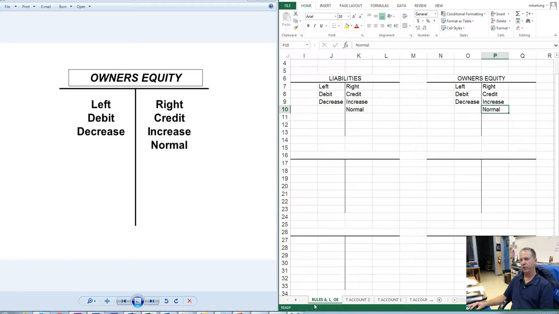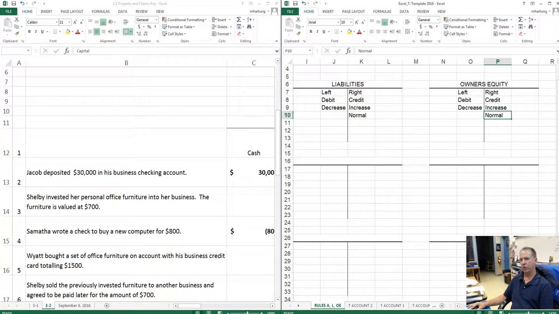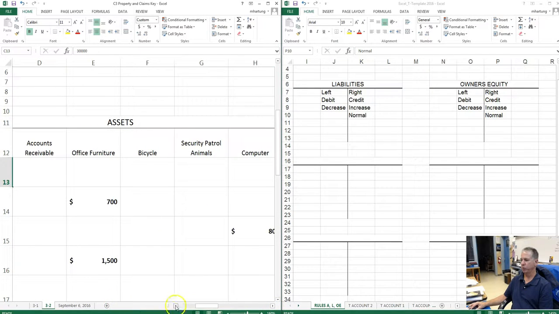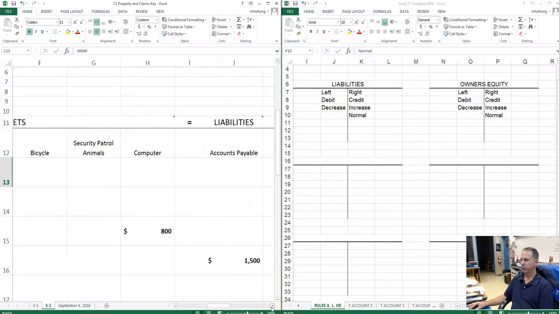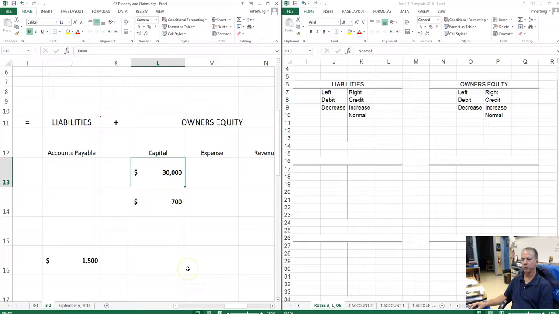So next up, let's go see if we can do a couple practice transactions and how we would apply that. Here's one of the Excel worksheets we did several days ago, when we were studying about assets and claims to assets and property claims, and looking at how assets were paid for. So let's look at this first one here, where the owner of this business, Jacob, deposited $30,000 into a business checking account. And when we did this, we realized that if we put money into the bank, we are going to have cash. And so we increased our cash by $30,000, and then we also made an entry over here to capital, $30,000.